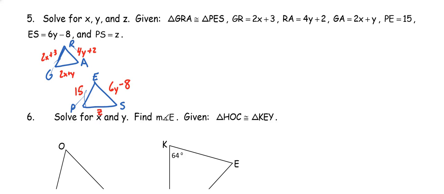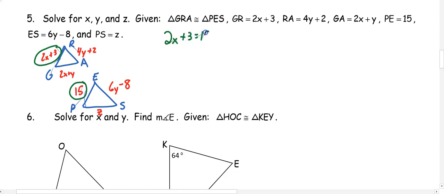So first I want to look and see what sides match up. So I know that 2x plus 3 matches up with the side that's 15 because they're both the first 2 letters in the name of the triangle. So to solve for x, we'd have 2x plus 3 is equal to 15. So we're going to subtract 3 from both sides. 2x equals 12, and divide by 2, so x equals 6.